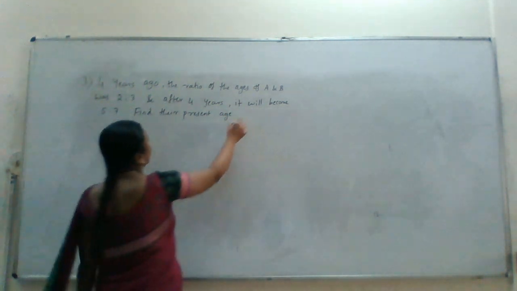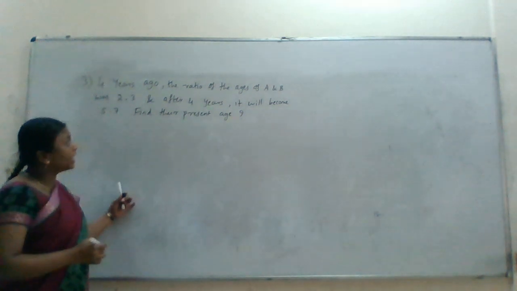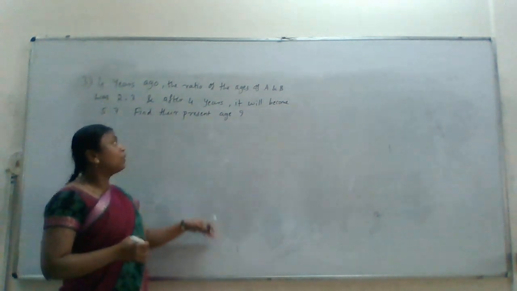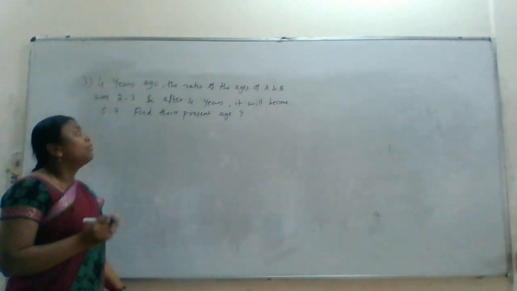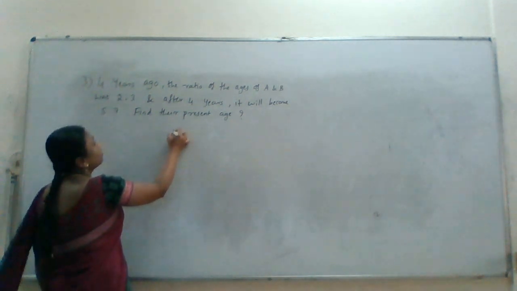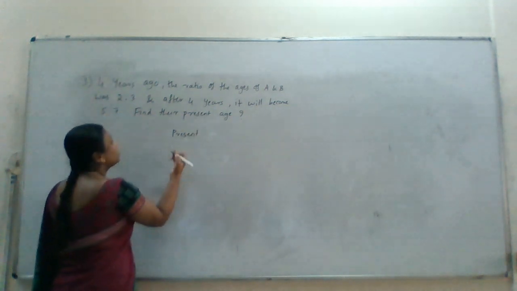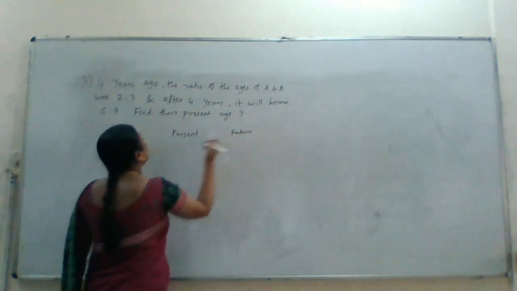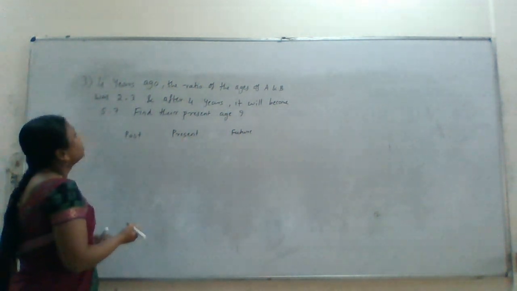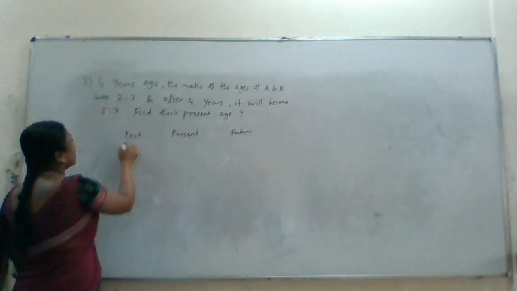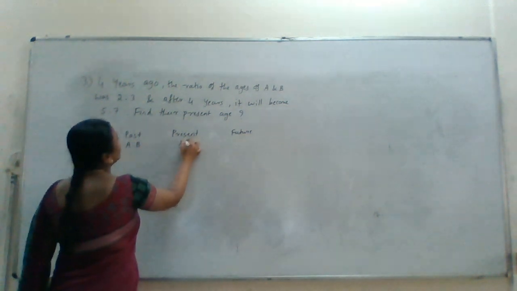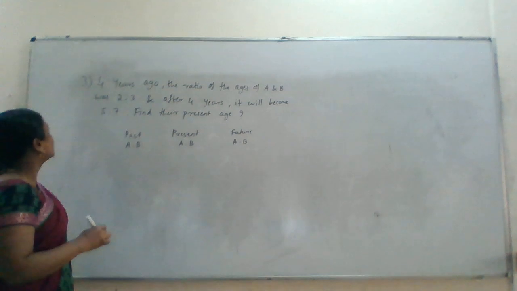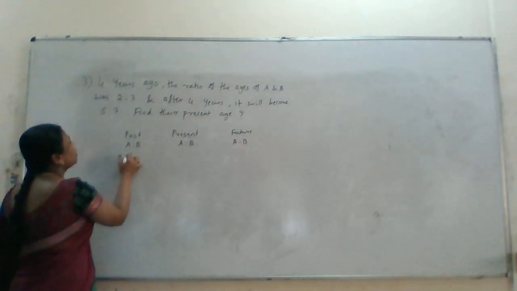So here your question is what? Four years ago, the ratio of the ages of A and B was 2 is to 3, and after 4 years it will become 5 is to 7. Find their ages. So we don't know the present age. Past age, present age, future age. Four years ago, this ratio of A is to B was 2 is to 3.